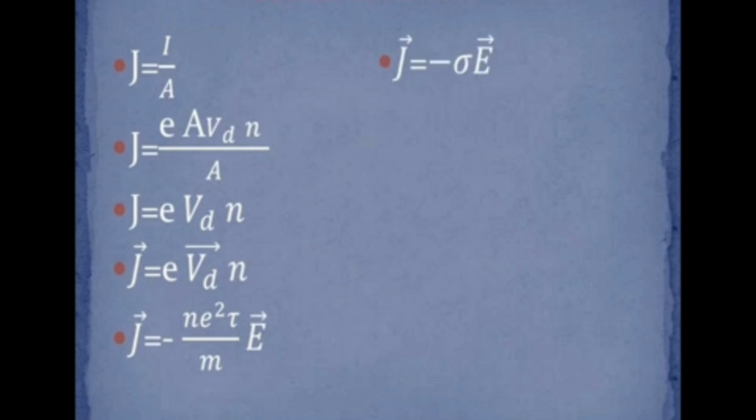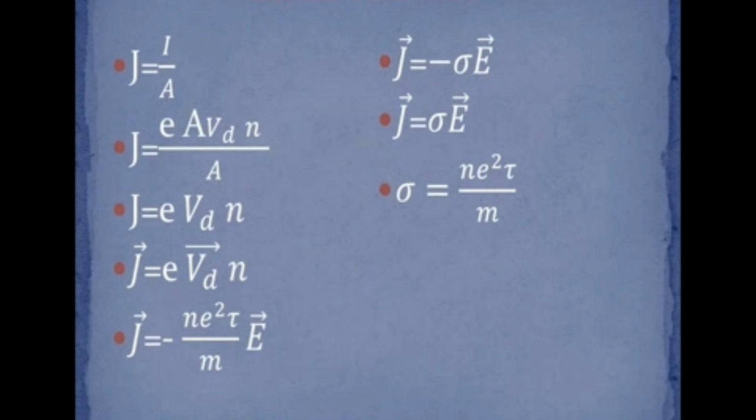Okay, so next case, here J vector equal to minus sigma into E. So where sigma equal to, you know the value, sigma equal to what? Here the negative sign is there, that is for negative charges. Suppose you are taking that as an electric field, we are not bothering about the negative charges. Electric field means it is positive. So J is equal to sigma into E, where sigma equal to N E square tau by M is called conductivity.